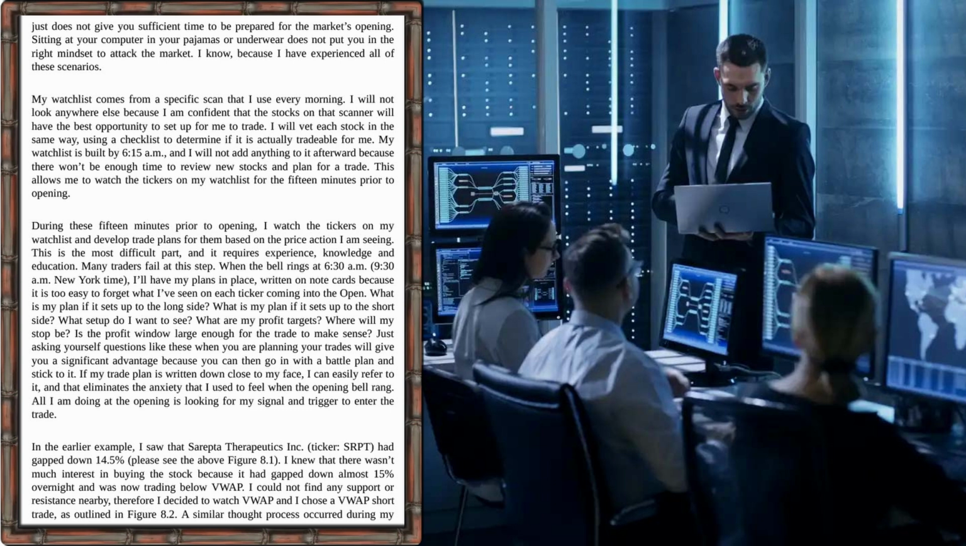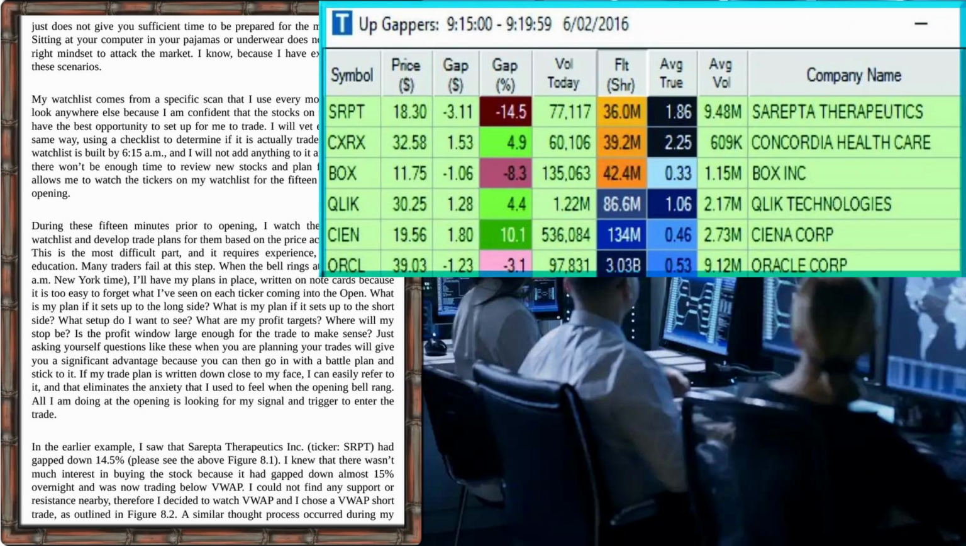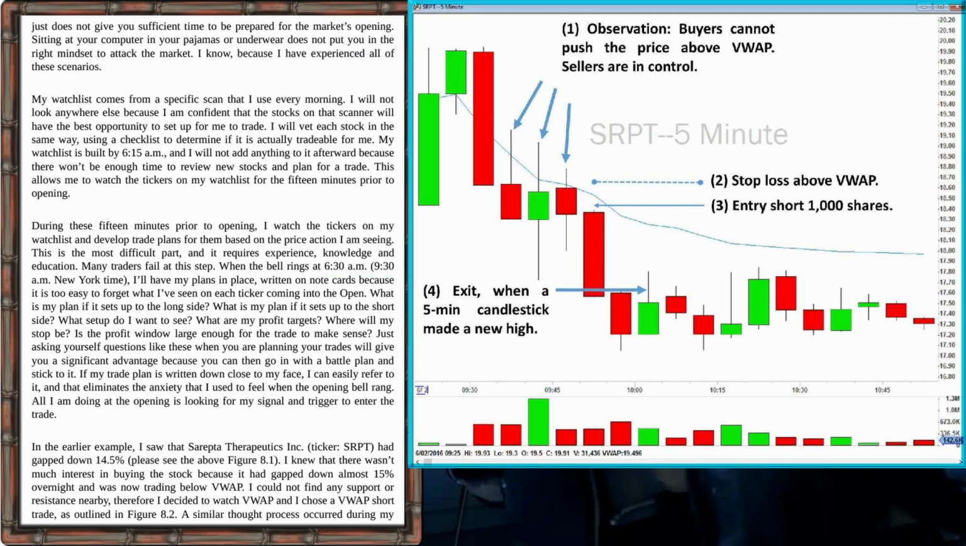In the earlier example, I saw that Sarepta Therapeutics Inc., ticker SRPT, had gapped down 14.5%. Please see the above Figure 8.1. I knew that there wasn't much interest in buying the stock because it had gapped down almost 15% overnight and was now trading below VWAP. I could not find any support or resistance nearby, therefore I decided to watch VWAP and I chose a VWAP short trade, as outlined in Figure 8.2.